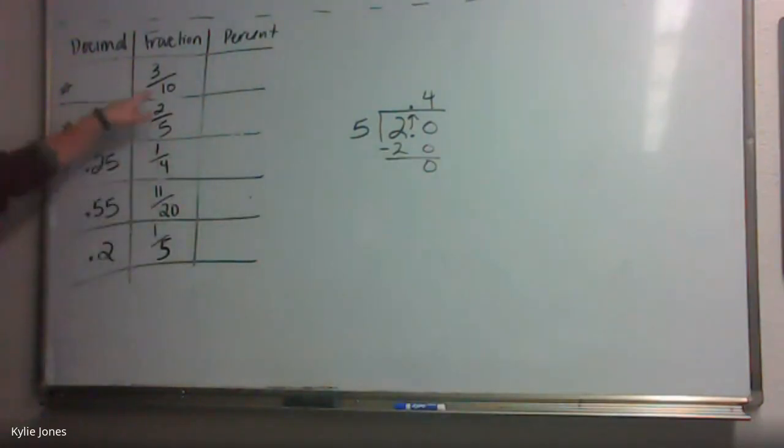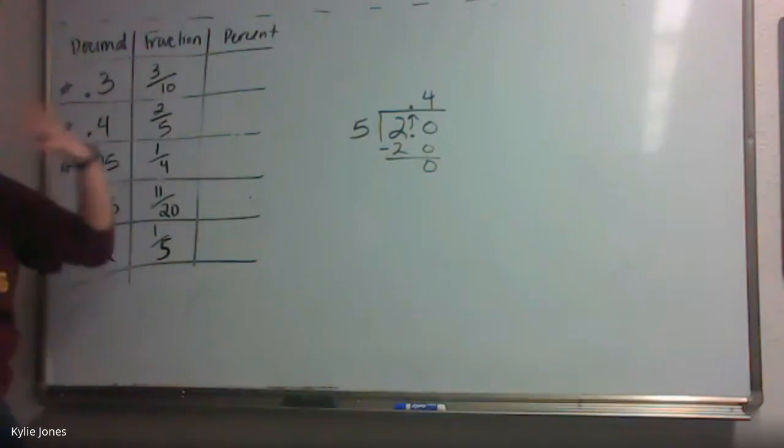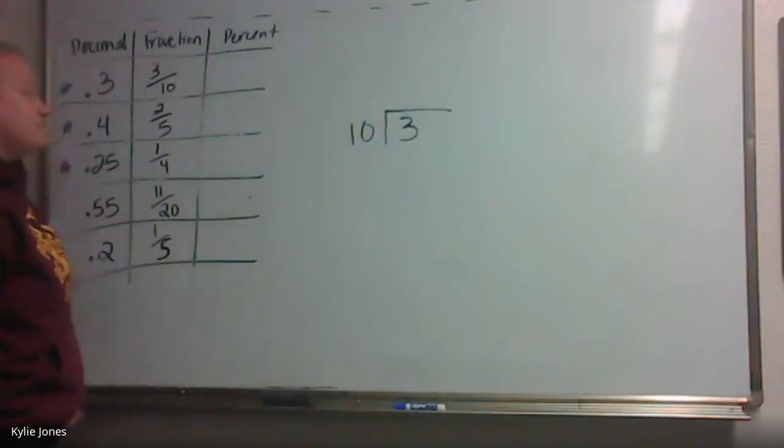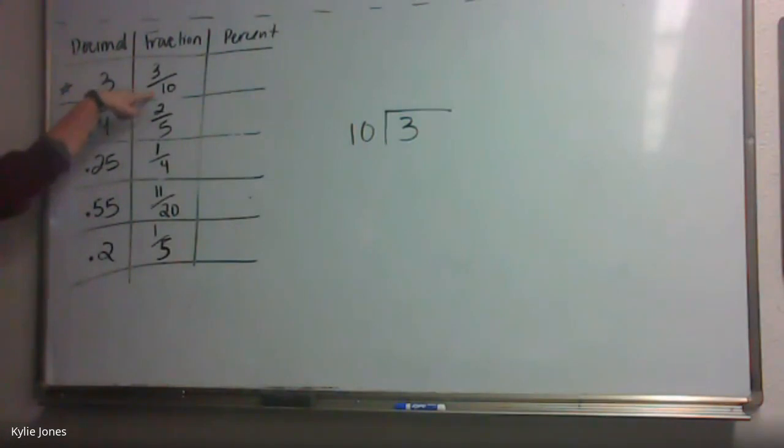Our next one, 3/10. This is the fraction. What's our decimal? 0.3. That one you can say out loud, and it tells you what your decimal is. Isn't it pretty much like that on all of them? Not all of them. Some of them it works, some of them it doesn't. For 3/10, it totally works.